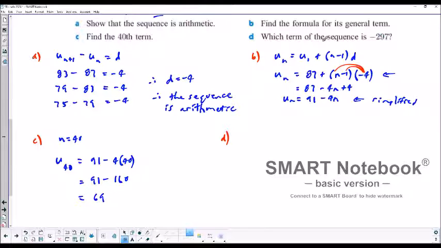And now for part D, we want to find which term. We want to know which term, so n equals what? Which term in the sequence is negative 297? So again, we're going to start off with the formula.